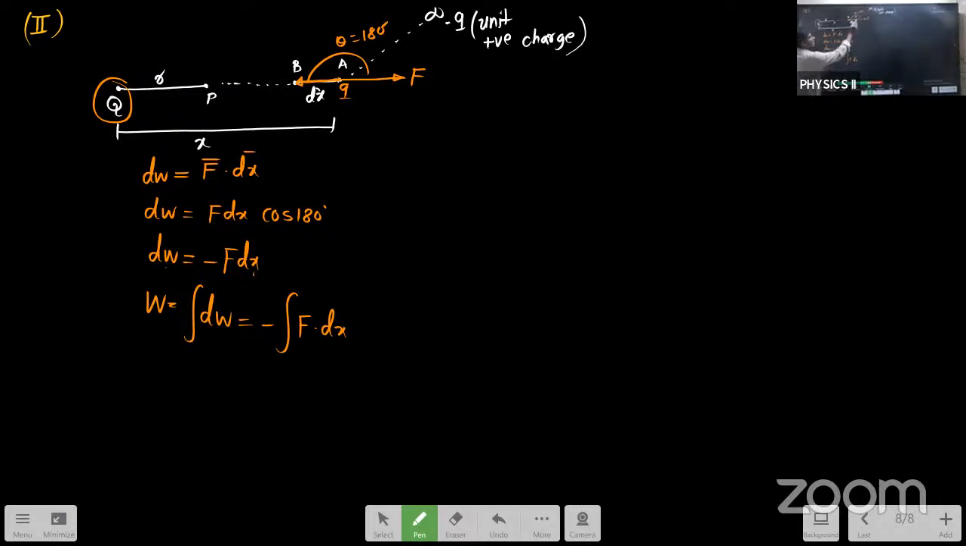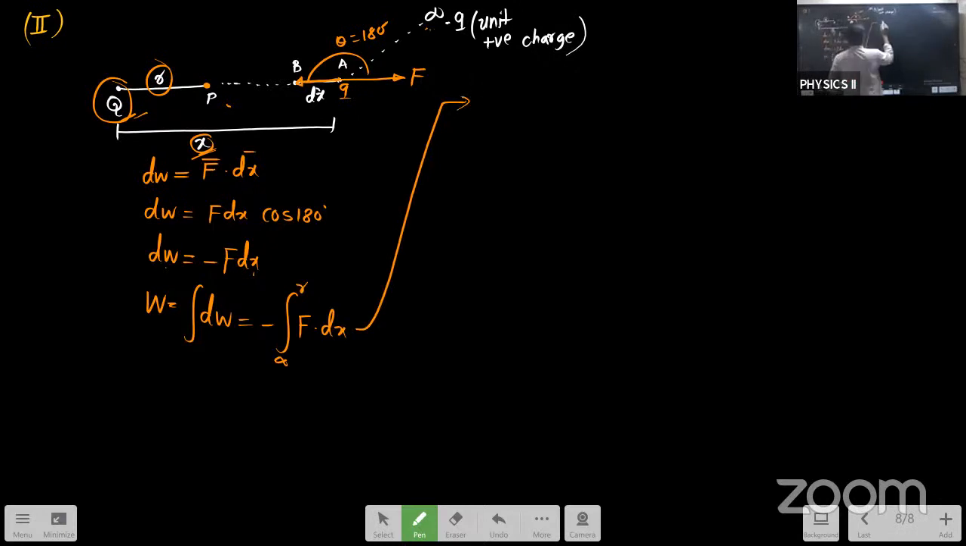From where am I bringing this charge? From infinity. To which position do I want to bring this charge? To a particular position A, which is at x distance. But I want to bring the charge to position P, which is at a distance R. I'm bringing the charge from infinite distance to a particular position P, which is at a distance R from the charge Q. So if I substitute this value directly, I can write the answer here.